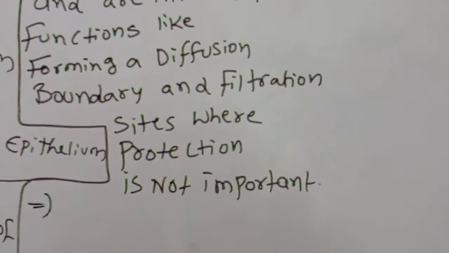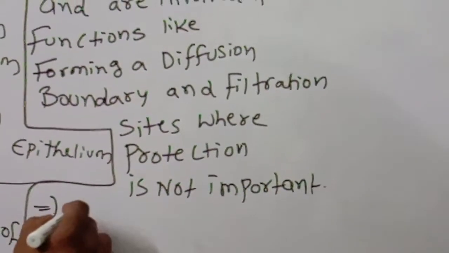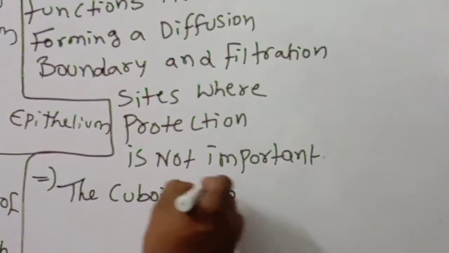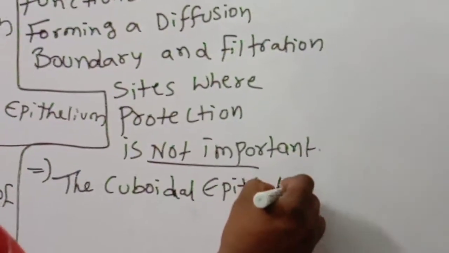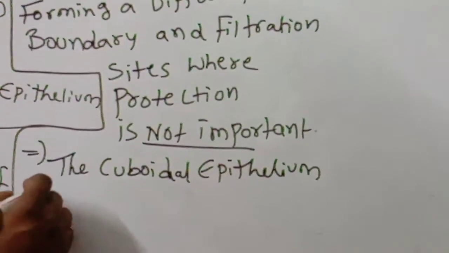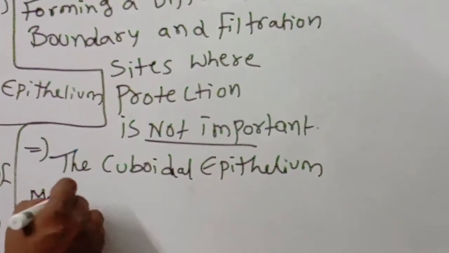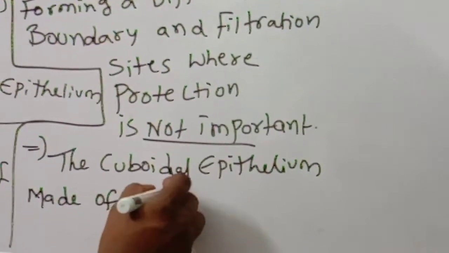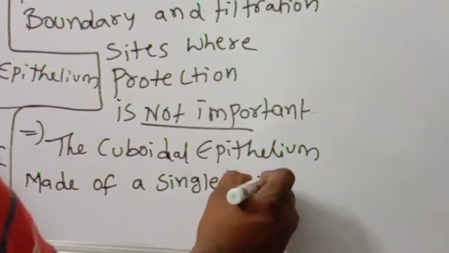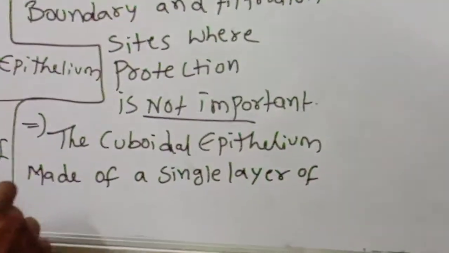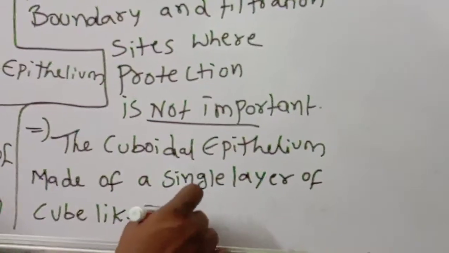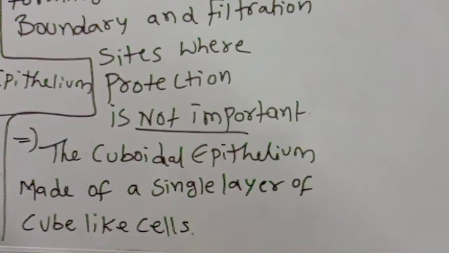Next important point, the cuboidal epithelium. What is this cuboidal epithelium? It is made up of a single layer of cube-like cells. Single layer of cube-like cells.